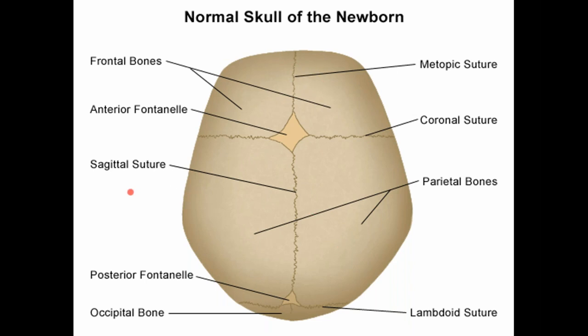And the other is the coronal suture. The coronal suture lies between the frontal and parietal bones. And the sagittal suture lies between the two parietal bones.